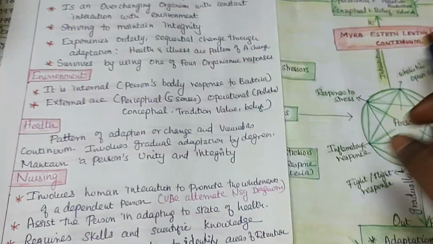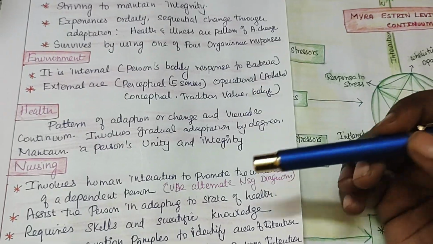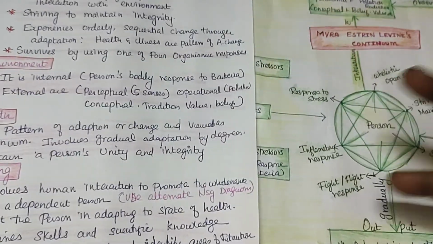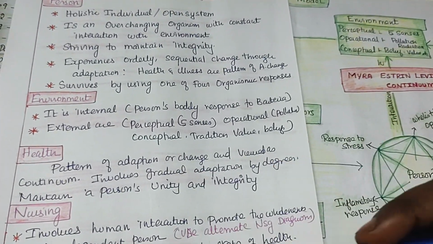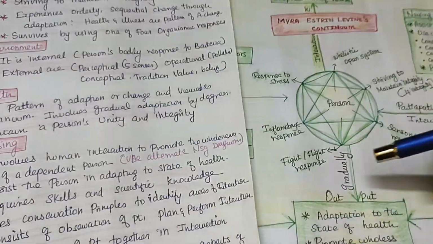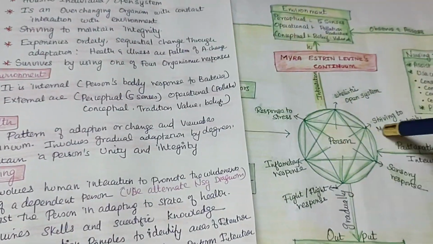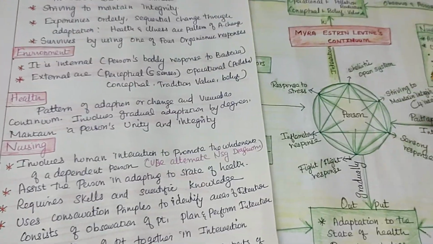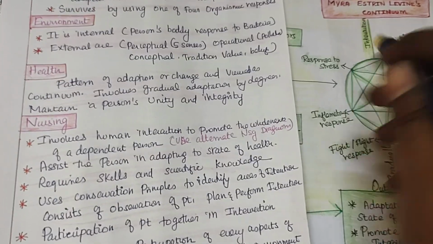The next one is health. She says health is a pattern of adaptation or change, viewed as a continuum. It is a well-balanced continuum, showing how you are striving to adapt, so I put it in a continuum form. It involves gradual adaptation along the continuum, with various fluctuations, problems and stressors coming, but he has to take everything, strive for his integrity, and gradually achieve his own health.